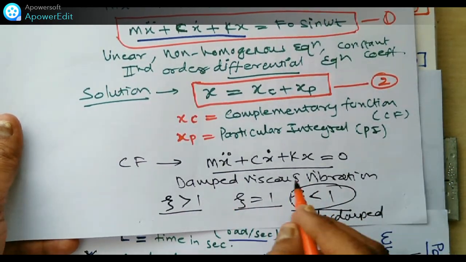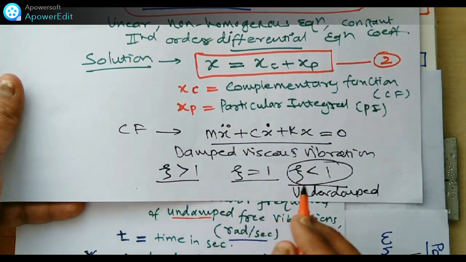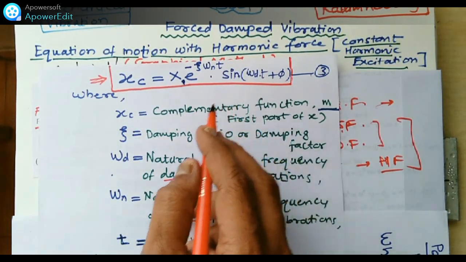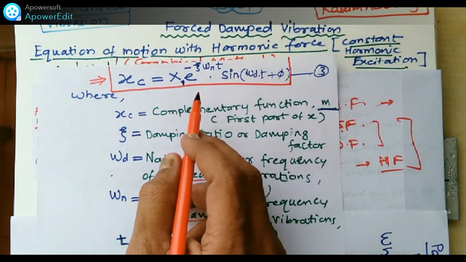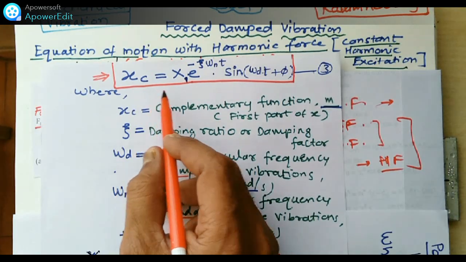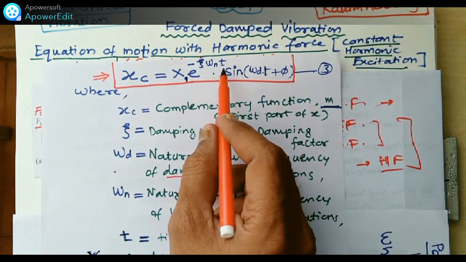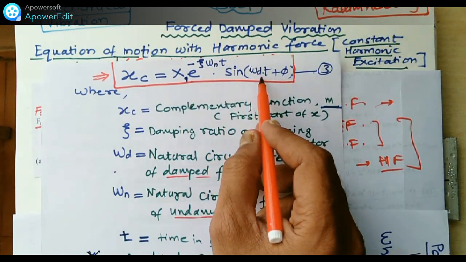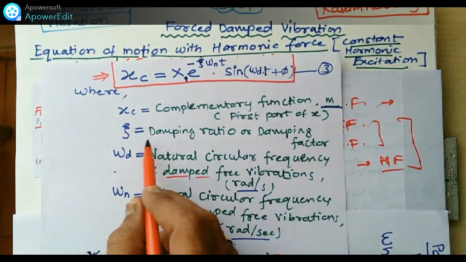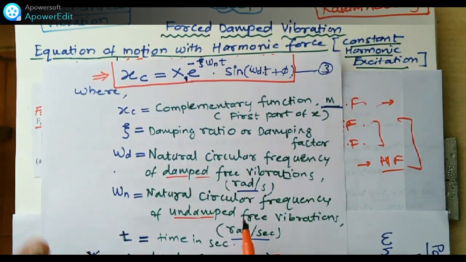The equation of damped viscous vibration has various conditions, like zeta greater than 1, zeta equal to 1, or less than 1. These underdamped and other conditions were already solved in the damped vibration video. Watch that video for this equation too. The solution for this complementary function is xc equals X e raised to minus zeta omega n t into sin of (omega d t plus phi). Here zeta is the damping ratio and omega d is the damped natural frequency in radians per second.